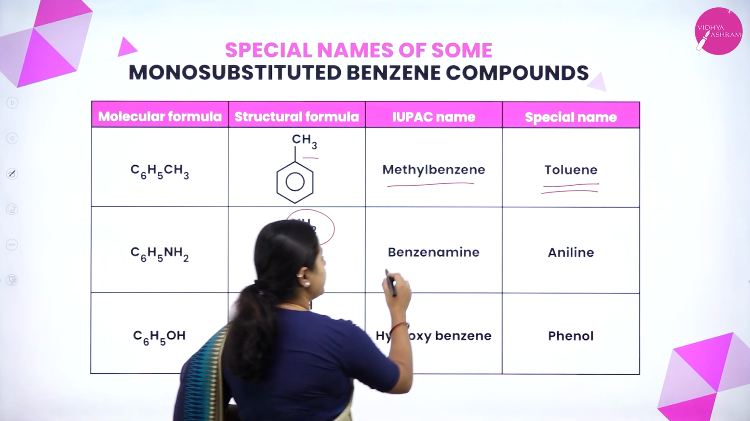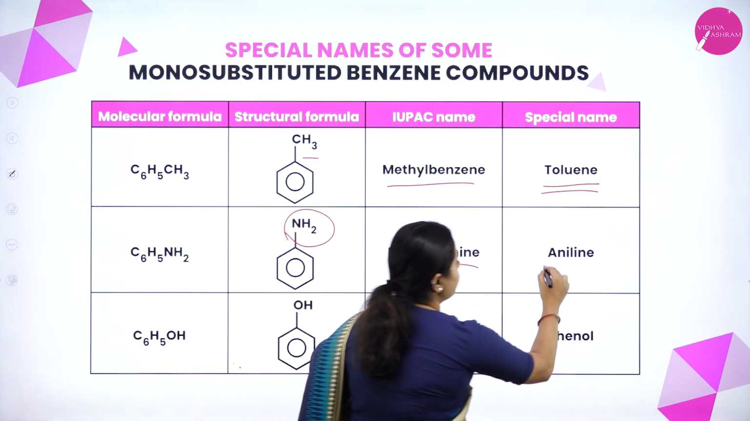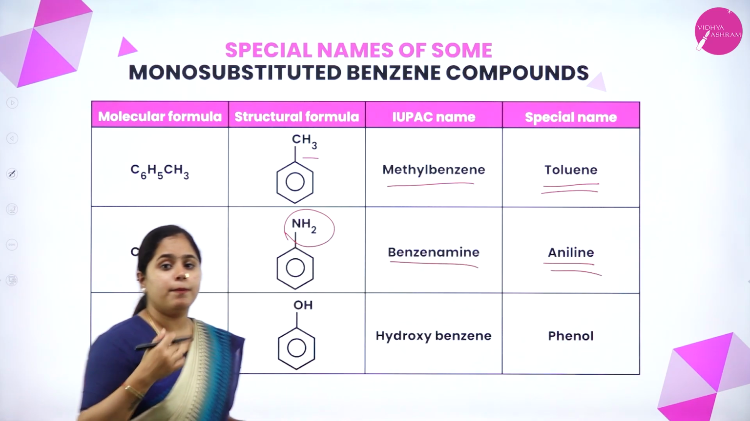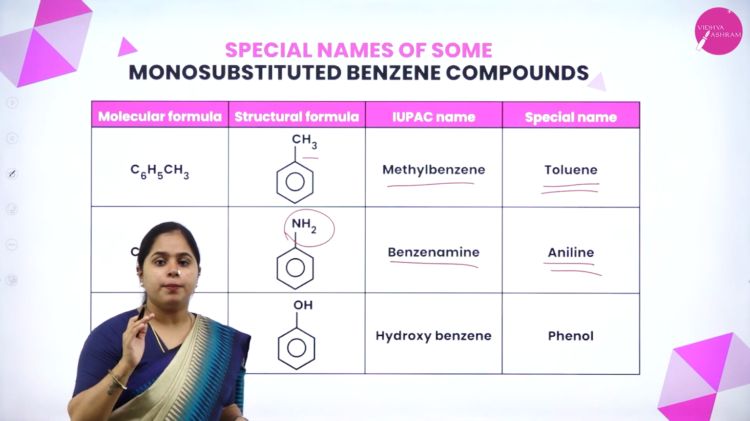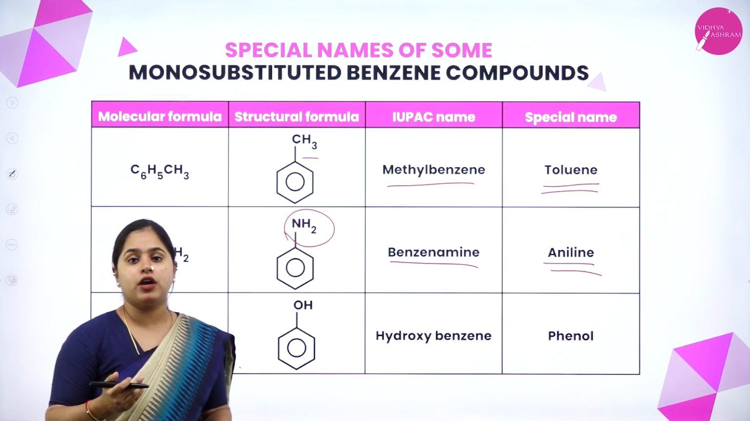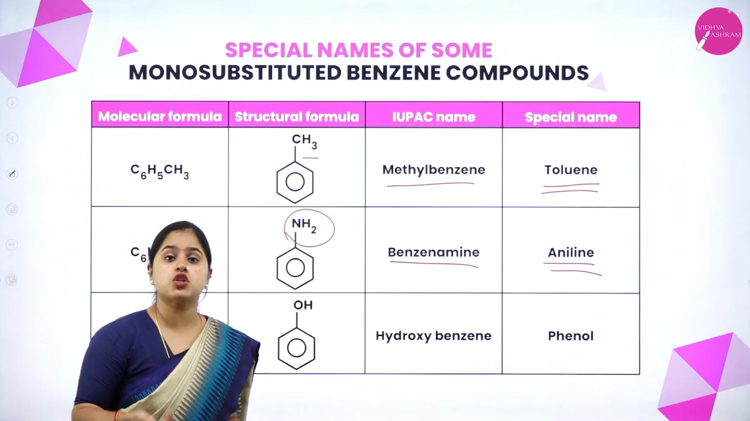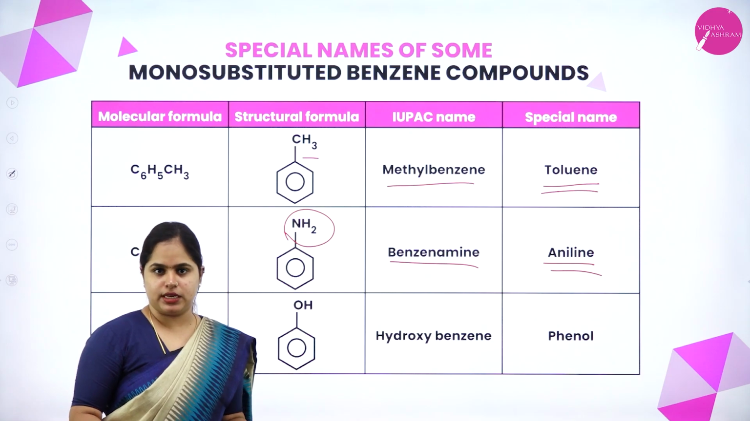So the IUPAC name is benzenamine or aminobenzene, and the special name will be aniline. So if you find a benzene ring and on top of that benzene ring, it is substituted by a NH2 group, it will be called aniline, right? The special name is aniline. So these special names are also accepted by the IUPAC, right?